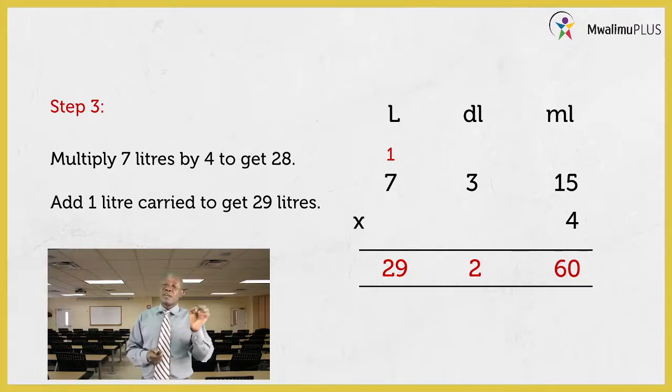Why? Because if we multiply 7 by 4, it gives us 28. Then we add 28 plus 1 to give us 29. So we get 29 on the L side, or liter side. And that is the final journey. Now we are done, we have come to the end of that journey. So our answer we read as follows, learners. The answer will be 29 liters, 2 deciliters, and 60 ml.